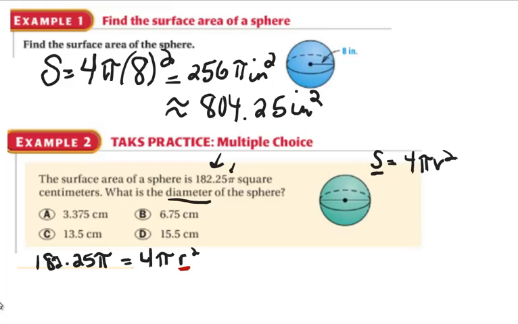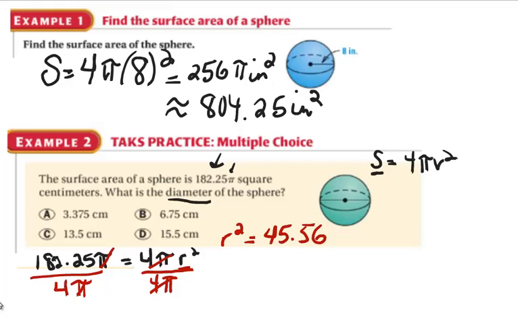So we want to isolate that, get it by itself. That means I'm going to divide out 4 pi on both sides. And when I divide both sides by 4 pi, these pi's are going to cancel. 182.25 divided by 4 is going to leave me with an r squared equal to 45.56. And then to get just r, we're going to take the square root of that 45.56. And when I take the square root, I'm going to get 6.75.